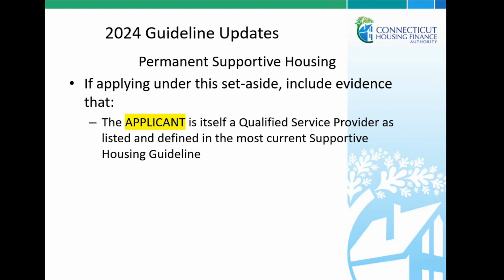For the set aside, that's correct. So you would still be able to apply for points for the supportive housing, but for the set aside, you have to meet this criteria. Would this be met if they were a co-applicant?